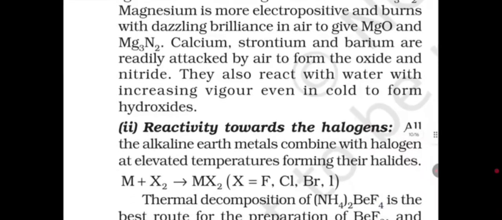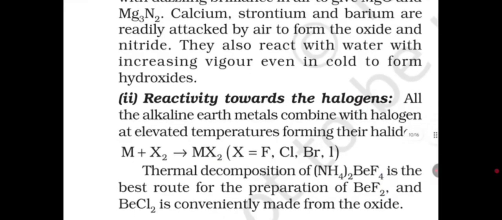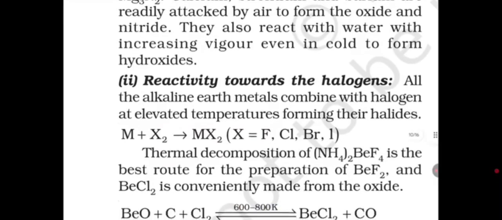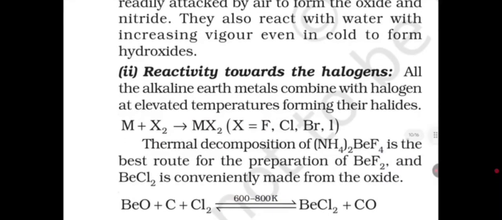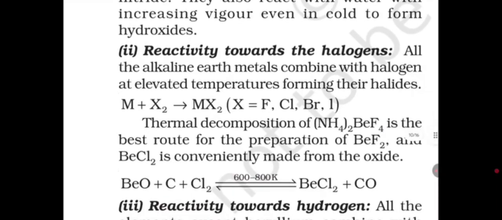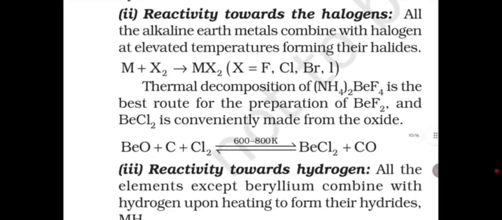Magnesium is more electropositive and burns with dazzling brilliance in air to give MgO and Mg3N2. Calcium, strontium, and barium are readily attacked by air to form oxide and nitride. They also react with water with increasing vigor, even in cold, to form hydroxides. Second is reactivity towards the halogens.